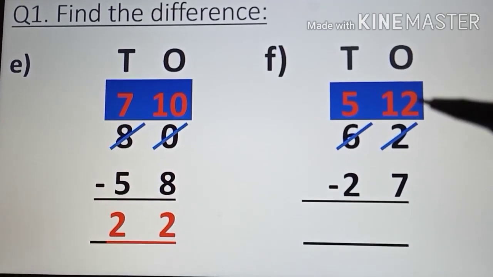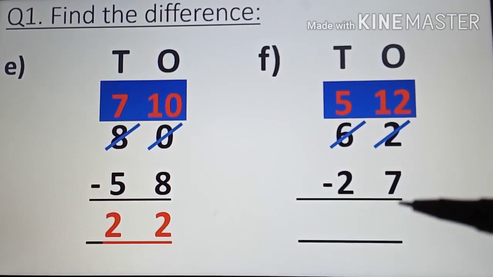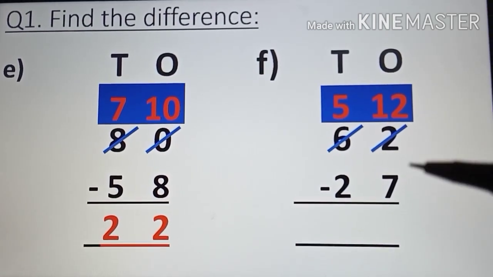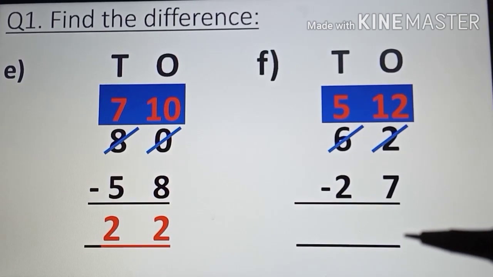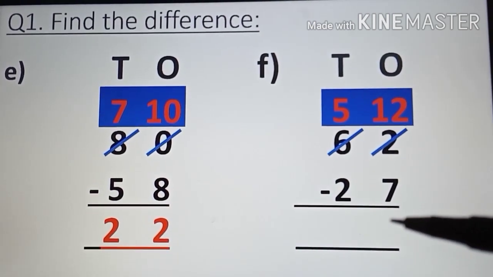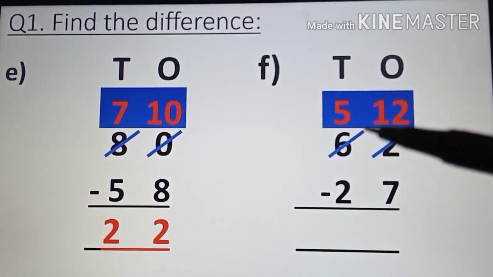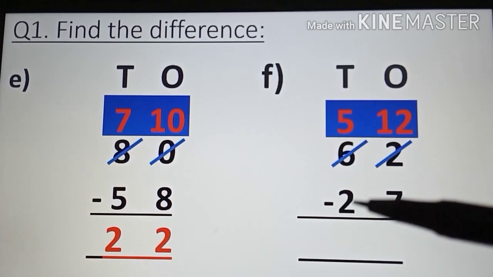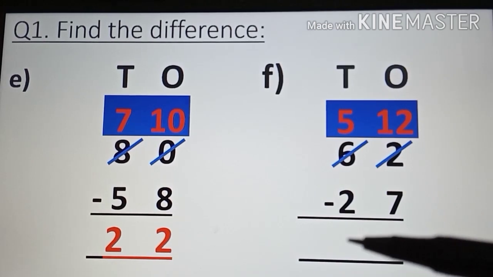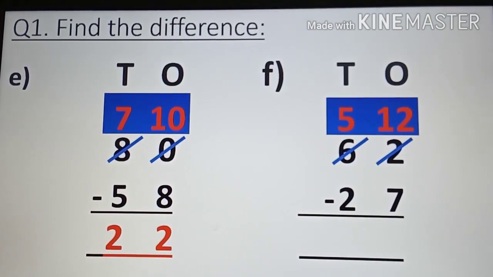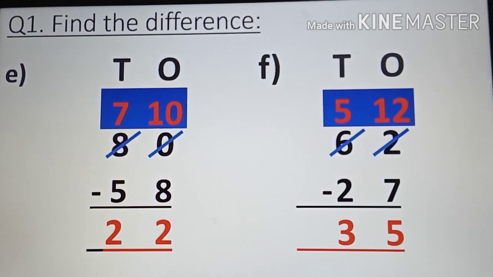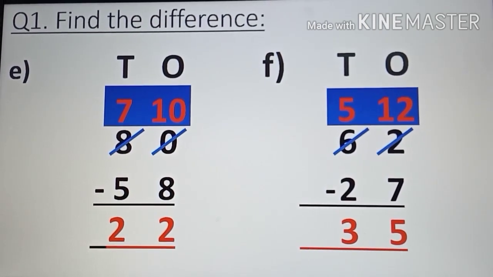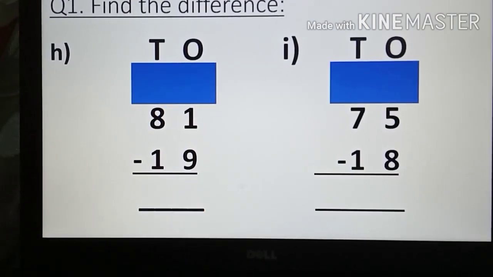Yes. Now under the ones column, children, you may see we have to subtract this 12 ones and 7 ones. 12 ones minus 7 ones is your 5. Very good. So write here 5. Under the tens column, we have to subtract this 5 tens and 2 tens. So 5 tens minus 2 tens is your 3 tens. Write here 3. So our answer will be 35. So the difference is 35.